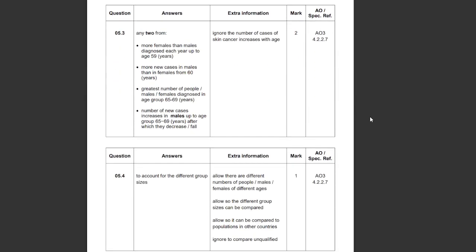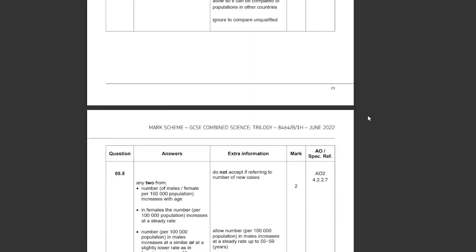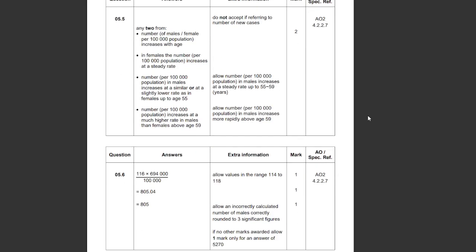And the patterns, I'm not going to read through all of this. Feel free to pause the video and go through the marking scheme. 5.5, again they're talking about the pattern, and 5.6 it was 805. Let's move on to question number 6.